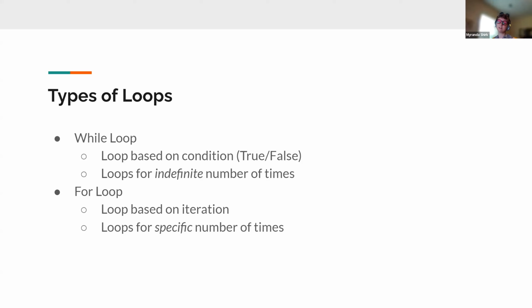A for loop is a little bit different. It loops based on iteration. So this means it's going to loop a very specific number of times. You will say something like, for all of the numbers in range 1 through 10, do this task, and it will do that 10 times. So it loops for a very specific number of times. While loops are great if you don't know how many times you want it to repeat, you just want it to repeat until something happens. For loops are great when you know exactly how many times you want it to repeat, and you want it to repeat only that number of times.